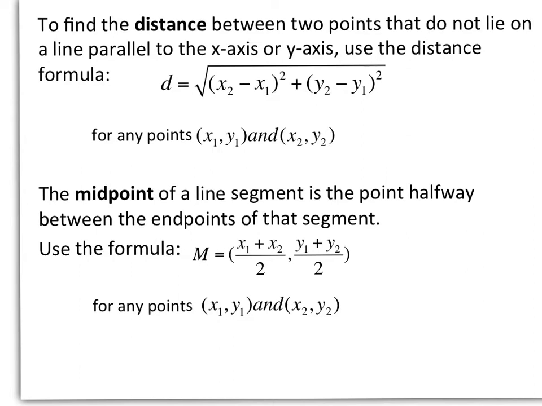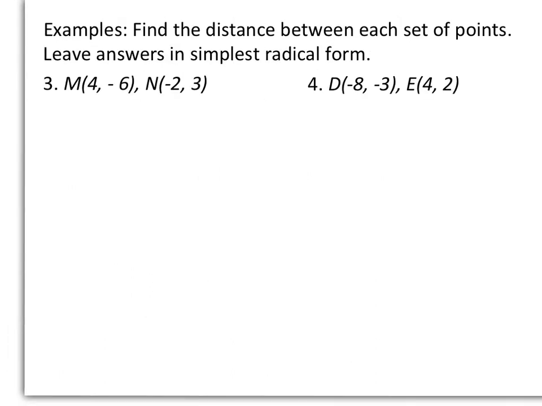The midpoint of a line segment is the point halfway between the endpoints of that segment, and we can use the formula that midpoint is half the sum of the x values, comma half the sum of the y values for any points x1, comma y1 and x2, comma y2. Notice the midpoint, your final answer will be a coordinate, so you want to keep it in parentheses. Alright, in these examples we're going to find the distance between each set of points, and we're going to leave our answers in simplest radical form.